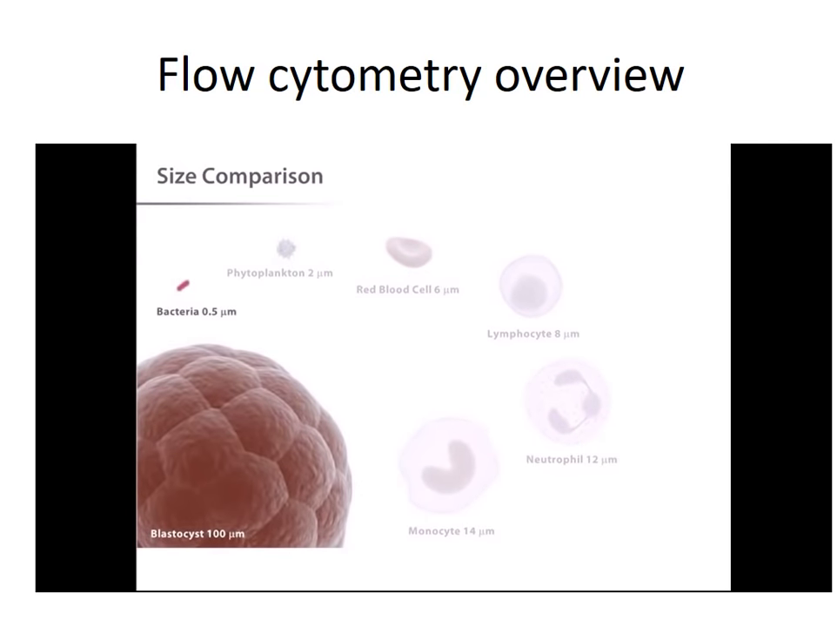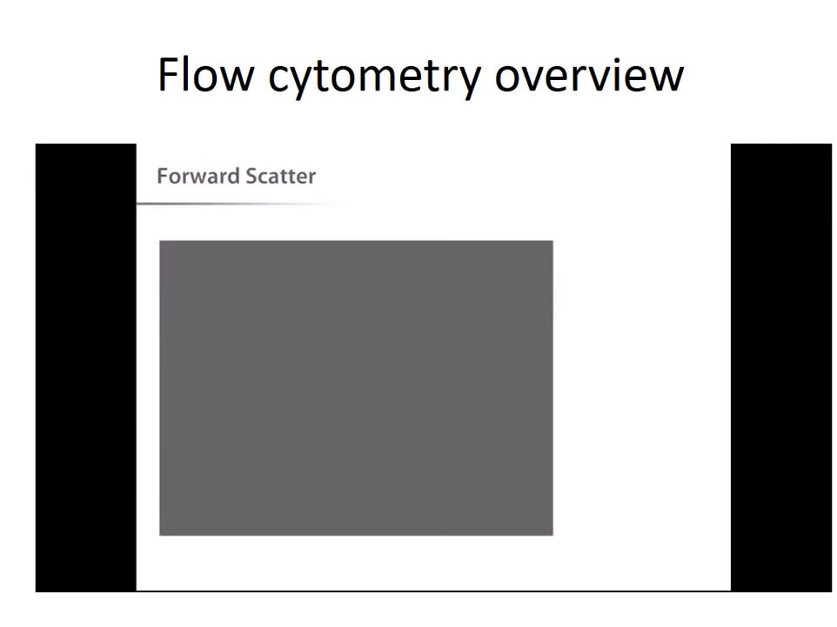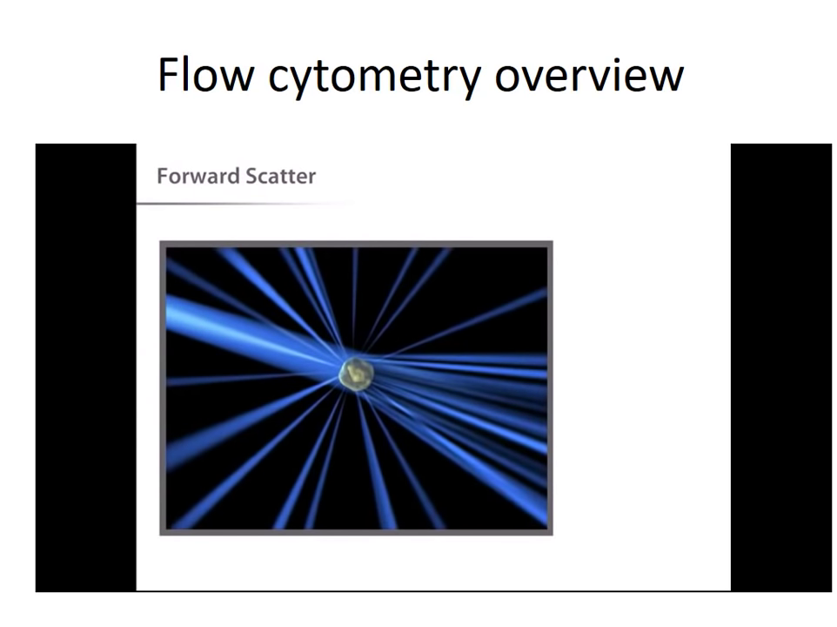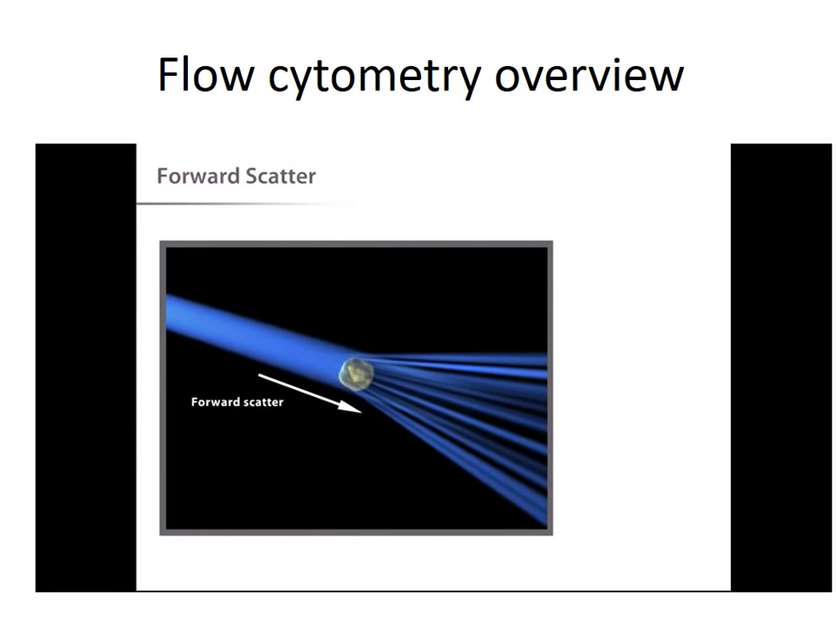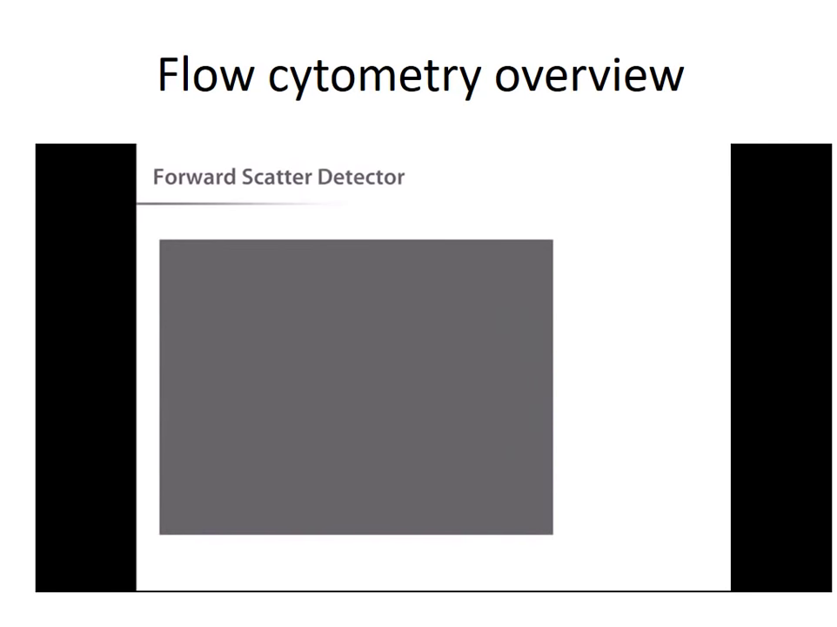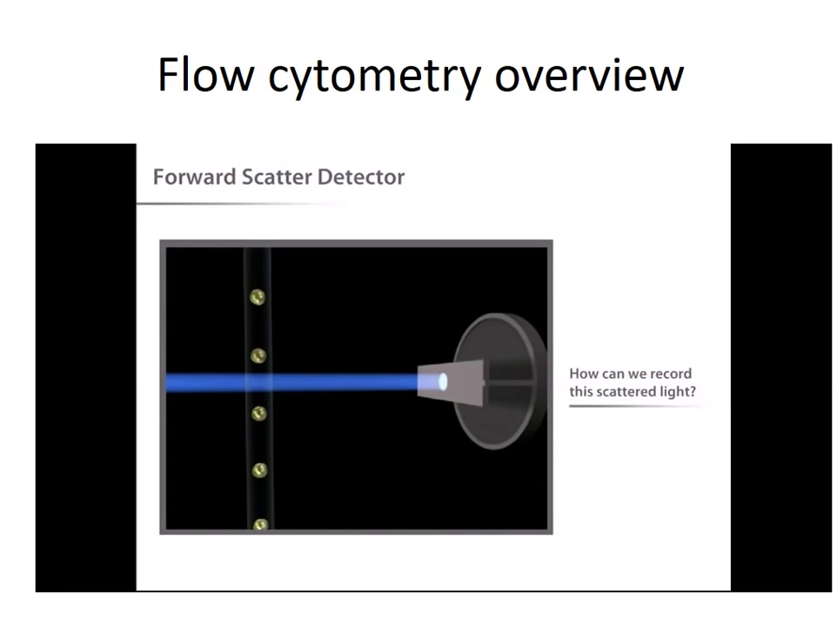Now let's see how laser light is used to detect individual cells in the stream. As a cell passes through the laser, it will refract or scatter light at all angles. Forward scatter, or low-angle light scatter, is the amount of light that's scattered in the forward direction as laser light strikes the cell. The magnitude of forward scatter is roughly proportional to the size of the cell, and this data can be used to quantify that parameter. But how can we record this scattered light?